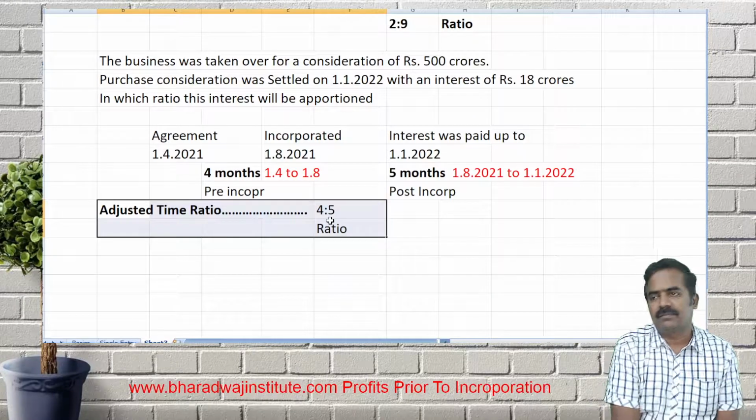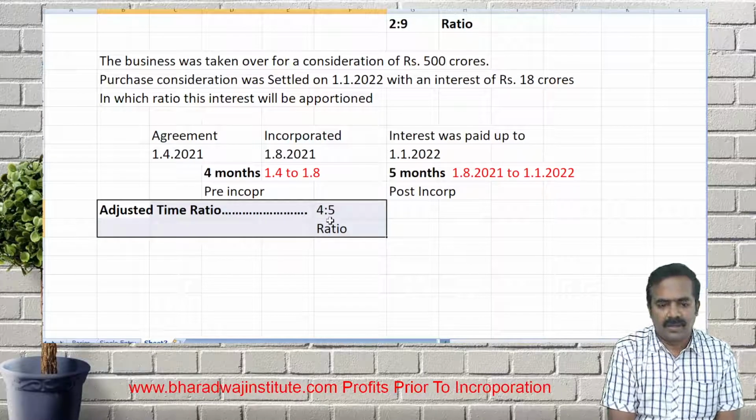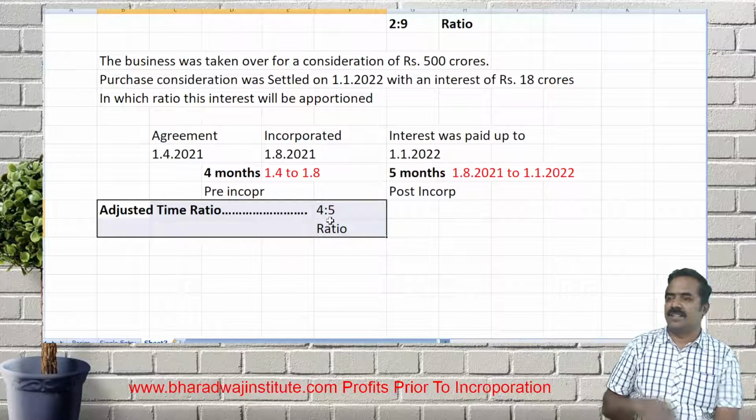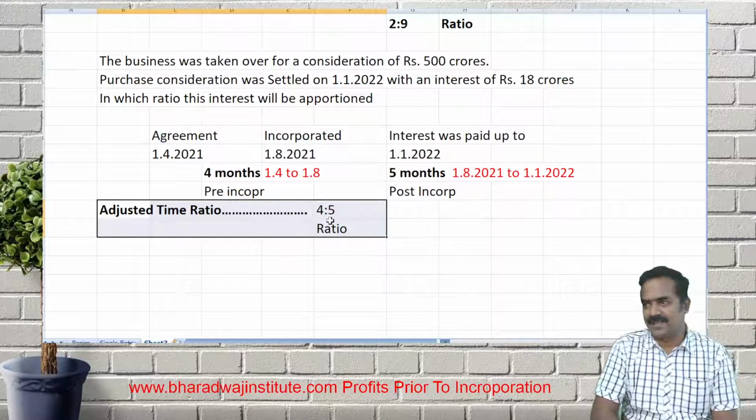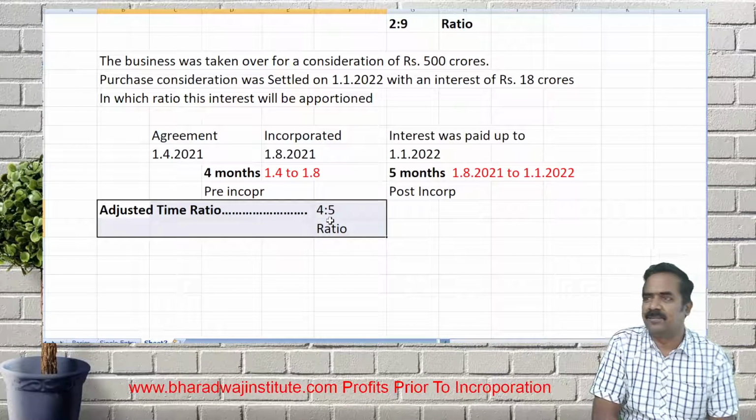This interest amount is the 4/9 we took to get the profit before incorporation. The 500 crores is the purchase consideration. That is not a revenue expenditure. That is a capital expenditure. It is like the price paid to purchase the business. That is capital. It will come in the balance sheet, not a P&L account item.